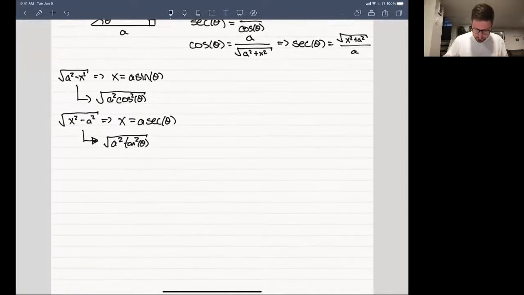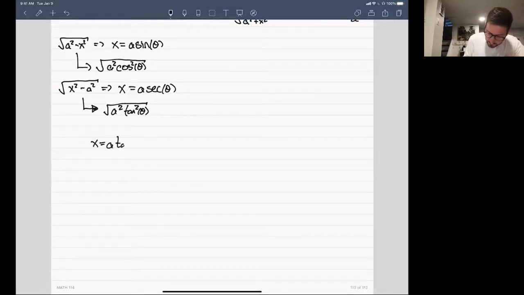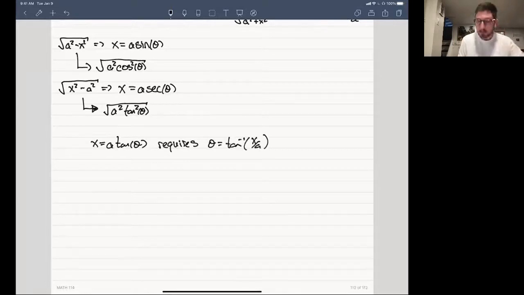Well, we can remind ourselves what the domain of some of these inverses are. And so we could say that for the substitution x is equal to a tan theta, this requires that theta is equal to tan inverse of x over a, so just what I said. But in this case, that means that theta has to be between minus pi over 2 and pi over 2.